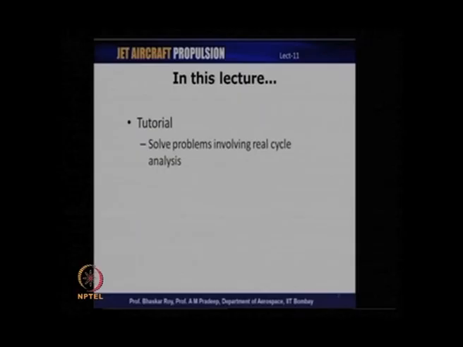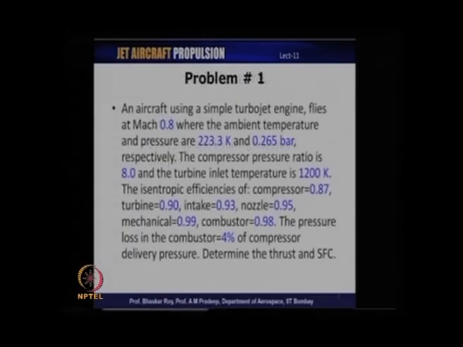So the first problem that we have for today's discussion is a simple turbojet. Let us take a look at the problem statement. Problem number 1 states that an aircraft using a simple turbojet engine flies at Mach 0.8, where the ambient temperature and pressure are 223.3 Kelvin and 0.265 bar respectively. The compressor pressure ratio is 8 and the turbine inlet temperature is 1200 Kelvin.